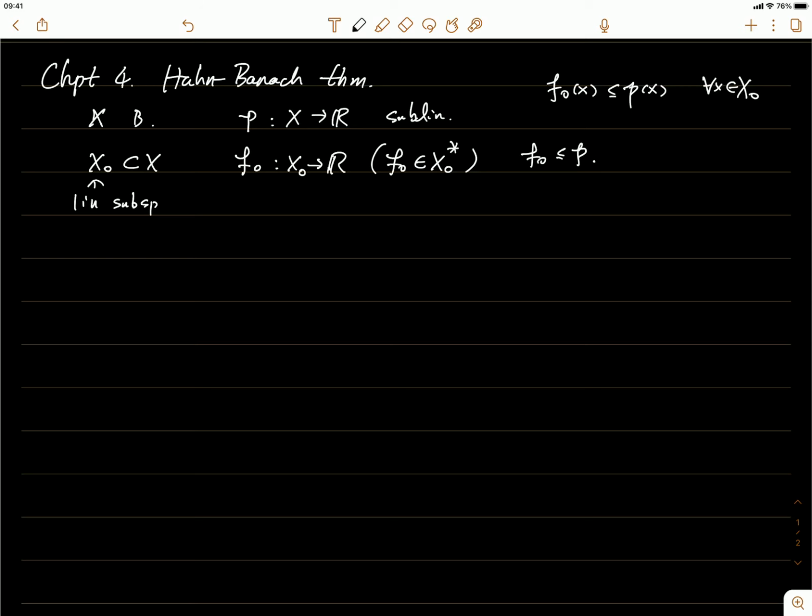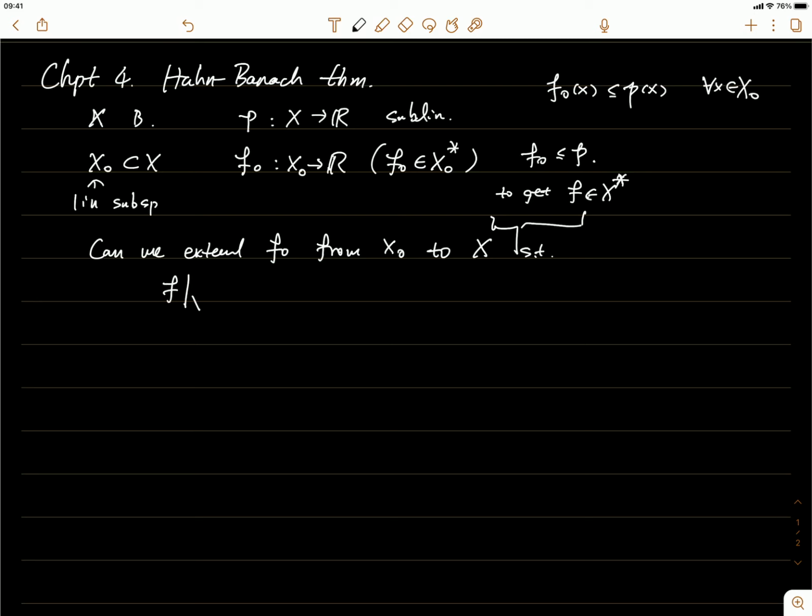Now the question is, can we extend F naught to the whole space? Originally it is defined on the linear subspace X naught, but we want to extend it to the whole space X. When we extend F naught to the whole space, we call the extension F. So that means we want F, a linear functional on the whole space, such that when we restrict F to the linear subspace, it is the same as F naught. And also, this extended function F is bounded by P on the whole space.